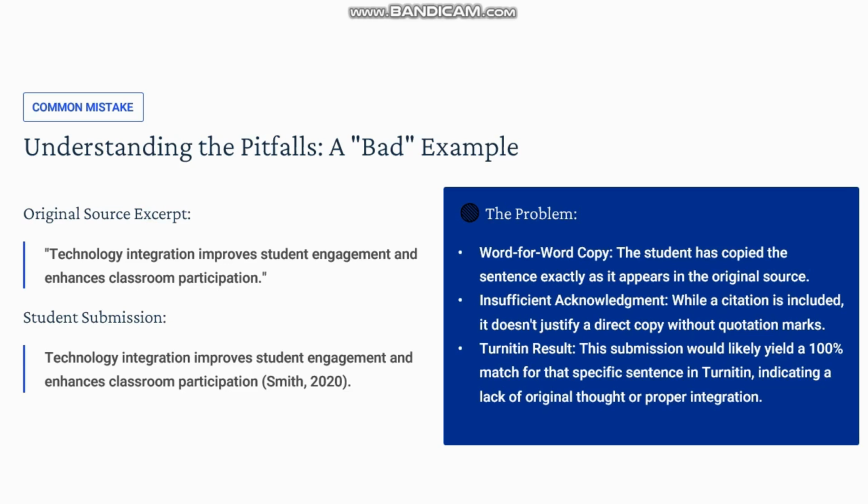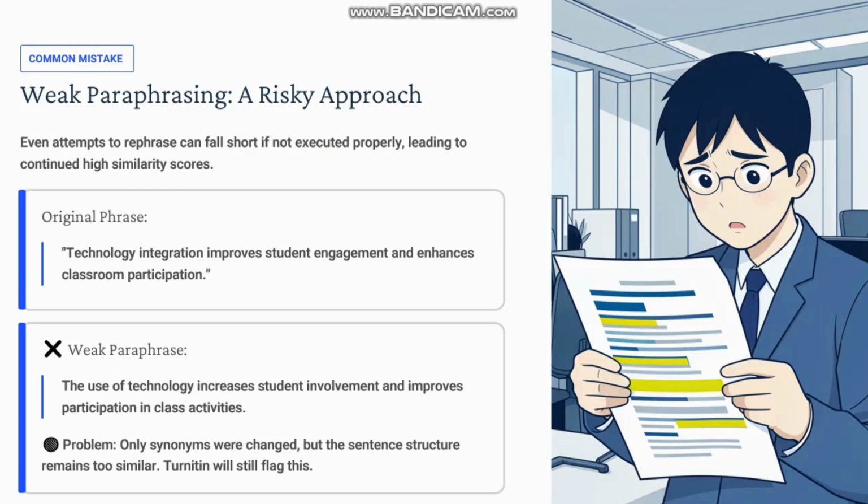Now the student goes out to copy it, even after properly citing the work: technology integration improves student engagement and enhances classroom participation. Turnitin is going to flag it as being similar. So the idea is not just to copy the work or to use different synonyms. The idea is to be able to read what you want to copy and then critically change the sentence structure without changing the meaning.